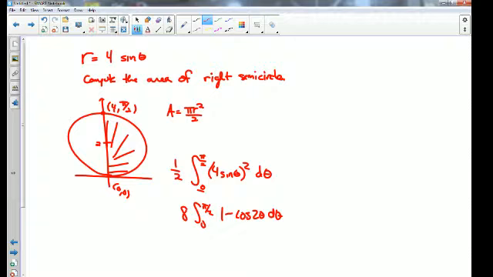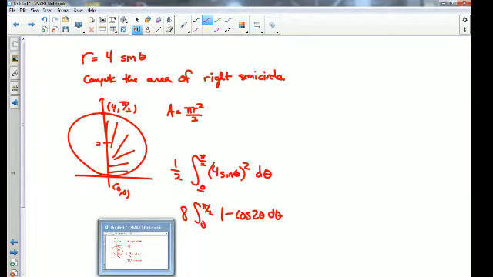But if you did need to do it by hand, this is the identity you would use: cosine 2 theta is 1 minus sine squared. You just edit that a little bit, and you can do that integral. So, there you go. But again, the trick there, get the right integral limits.